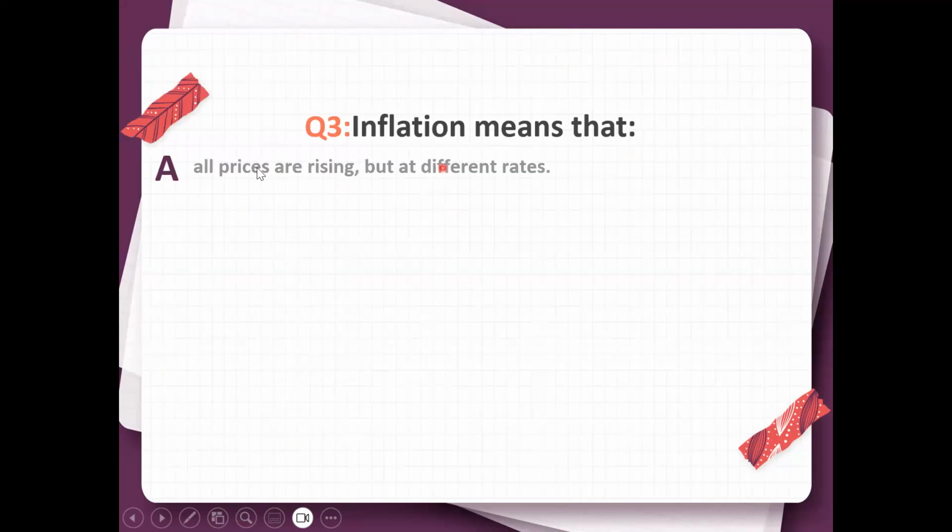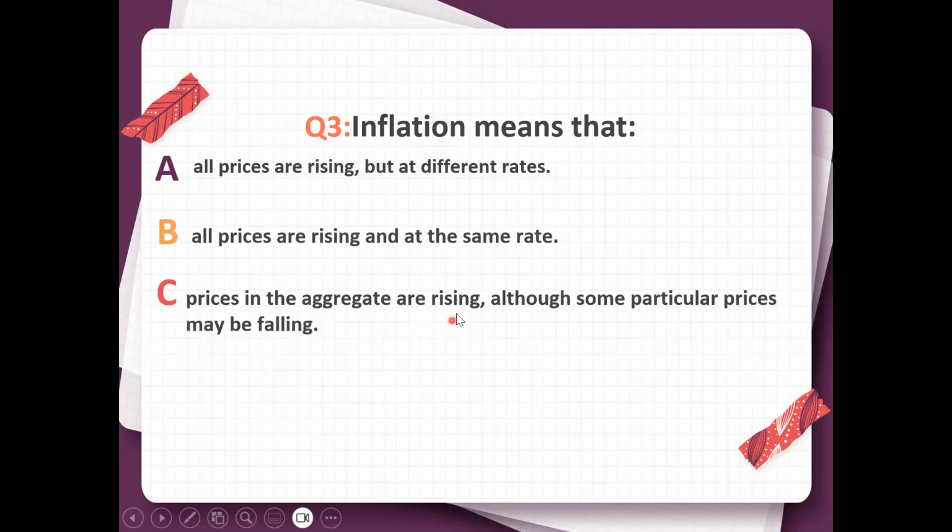Inflation means that all prices are rising but at different rates; all prices are rising at the same rate; prices in the aggregate are rising, although some particular prices may be falling; or real income is rising. The right answer here is C, because prices in aggregate are rising. Some goods, depending on their elasticity and on the consumer, may have their prices falling.